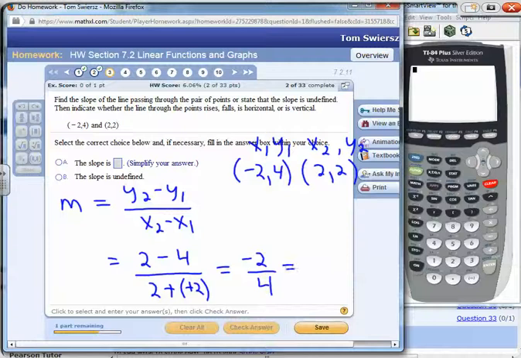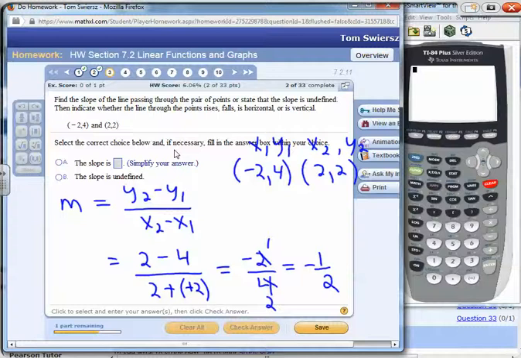Okay, always reduce the fraction. Negative 2 over 4 reduces to what? 2 goes into 2 once, 2 goes into 4 twice. So we get a negative 1/2. So that means in simplified form as a fraction, put in your answer. The slope is a negative 1/2.